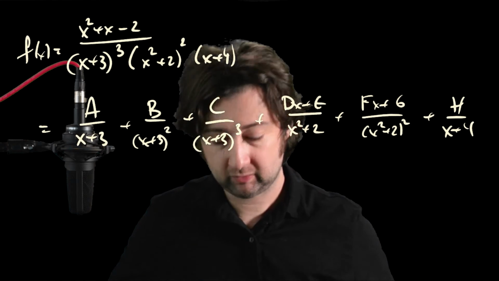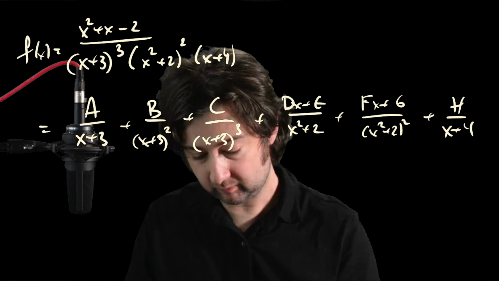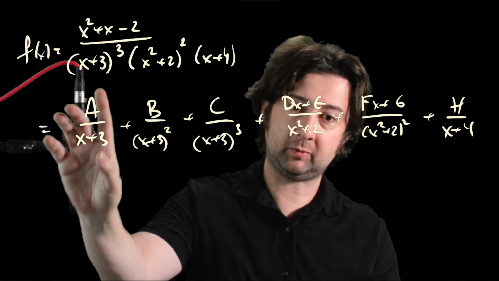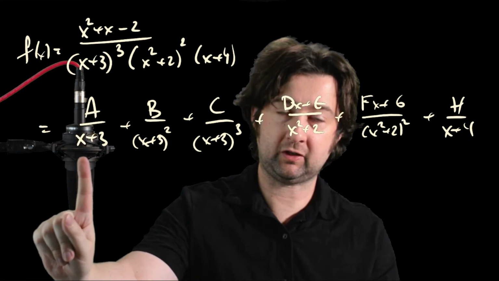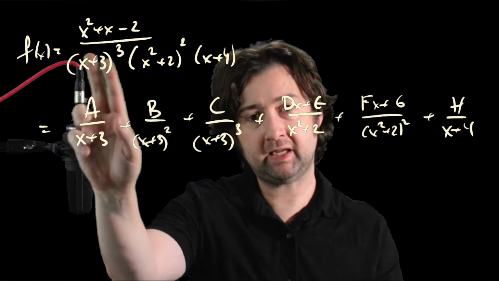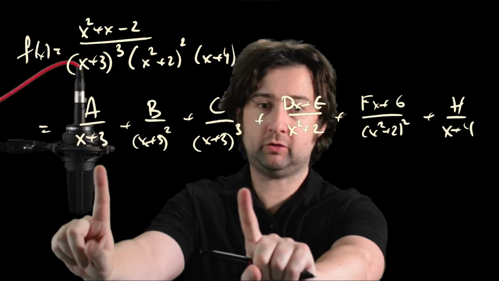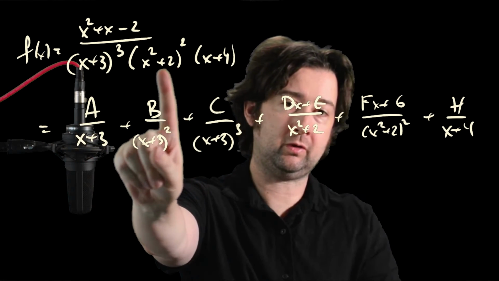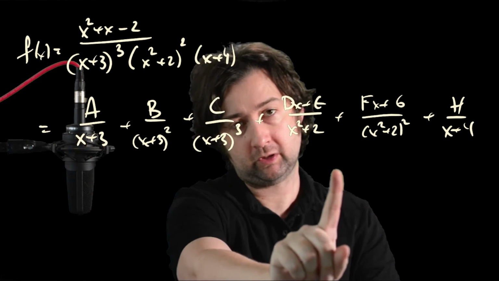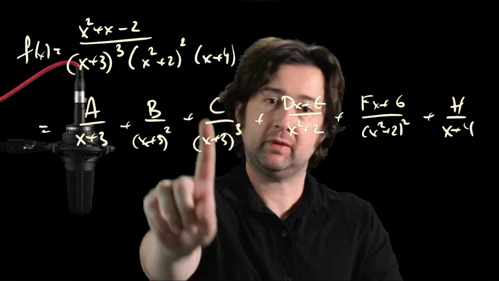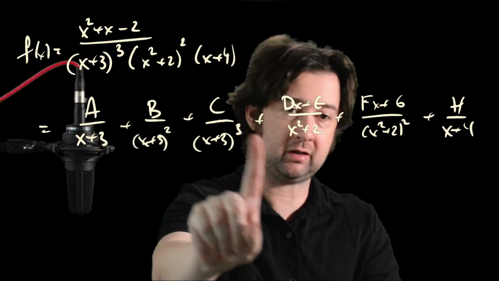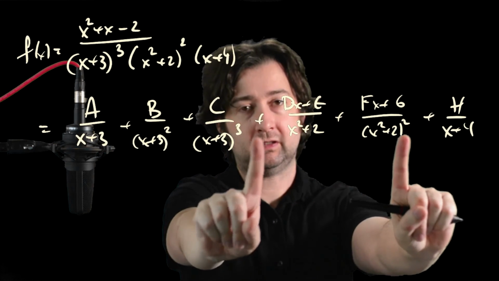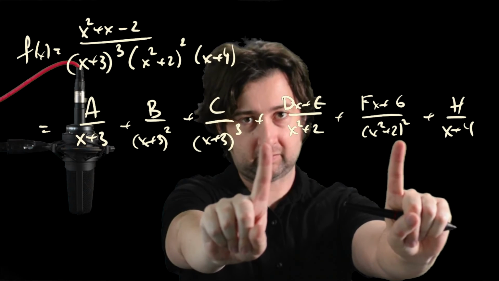Okay? So what did we learn? We learned that linear terms correspond to linear partial fractions. We learned that repeated terms correspond to repetition in the partial fractions. And we learned that irreducible quadratics correspond to quadratic partial fractions, and repeated irreducible quadratics correspond to repeated and increasing power in the irreducible quadratic partial fractions.